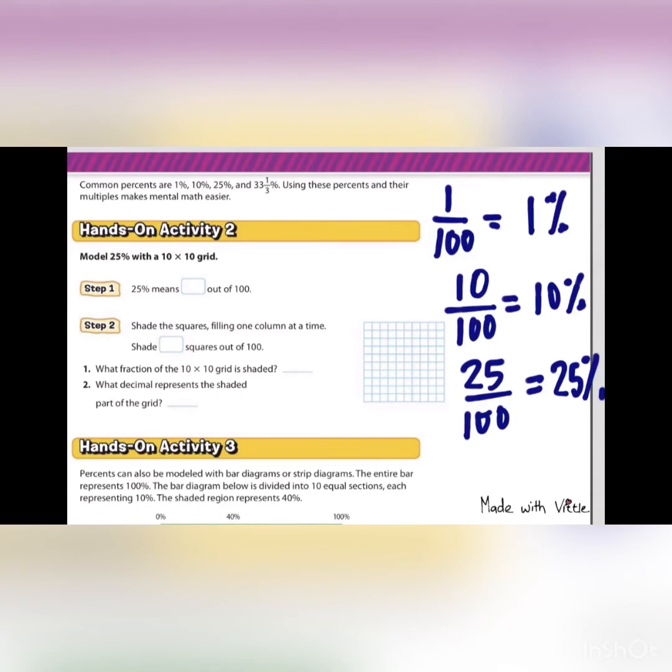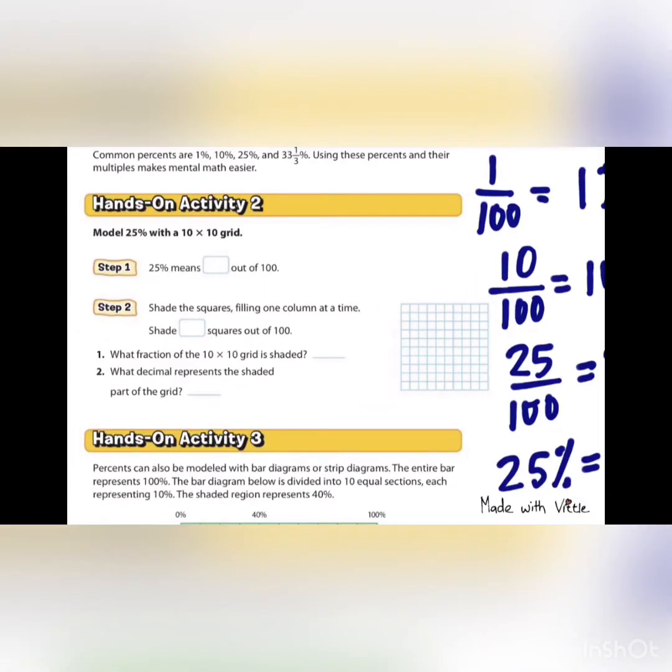And it's vice versa. If I see something with a percent, that means I can write it as a fraction with 100 at the bottom. So just write down the number on the top. On activity 2, we have to model 25% with a 10 by 10 grid or a hundreds grid. Now we have an idea that 25% means 25 shaded out of 100. Step 2, shade the squares, filling one column at a time. That's 10 squares. 20 squares shaded now. Now 25 shaded out of 100.